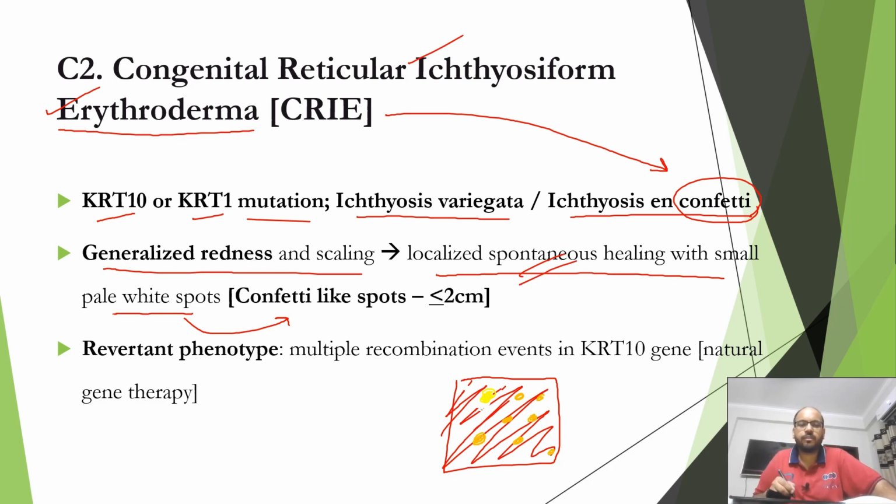Now, CRIE happens because of revertant phenotype. Revertant phenotype means that another mutation cancels out the previous mutation. So in the background skin, you have a keratin 10 or 1 mutation, but in some particular areas, the cell mutates again and has somewhat of a normal phenotype. So this is also known as natural gene therapy because the gene is correcting itself naturally without any outside intervention. That is known as revertant phenotype. It is the same as revertant mosaicism that you see in epidermolysis bullosa, spontaneous healing in epidermolysis bullosa. Let me know if you understand this concept or mention in the comments with the timestamp, and I'll discuss that there.